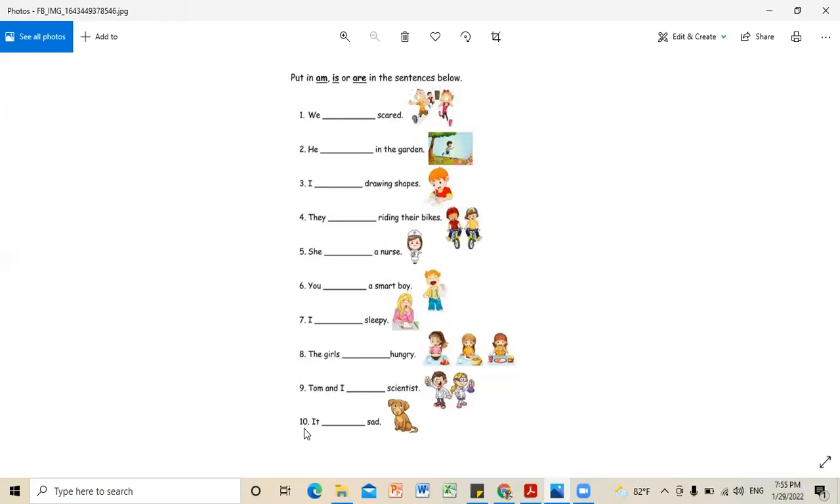10th one. It is sad. Yes, very good. It is sad, right? So now you can understand when we are telling about myself, since it is singular, always we have to use am. But when we tell about someone else, if it is singular, it is, but if it is plural, are, right? So he, she, it, we have to use is, but they, right? So we can see here, they, we have to use are, right? The girls are, the boys are.